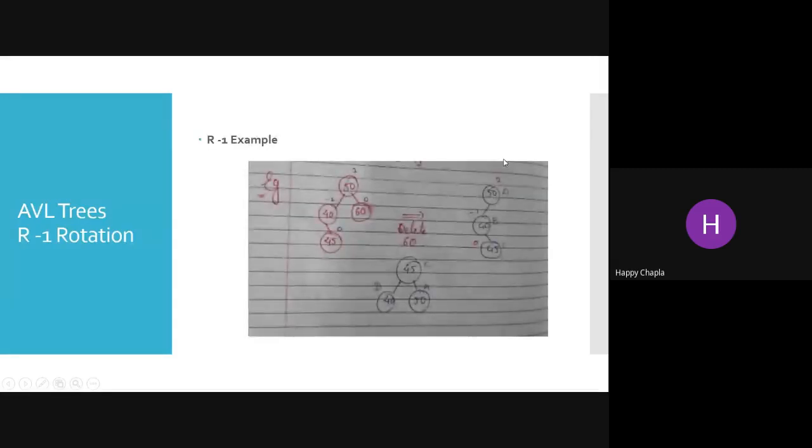Okay, now this is R minus 1 rotation. Okay, now what is R minus 1 rotation? R minus 1, that means whatever the node is with you, that is known as a B node. Okay, A is root, B is the left child. That B contains the balance factor as minus 1, as well as your root node contains the balance factor as 2. So this is your 2 and minus 1. Now, if you are trying to delete something from the right hand side, that is 60. Okay, I'm trying to delete this 60.